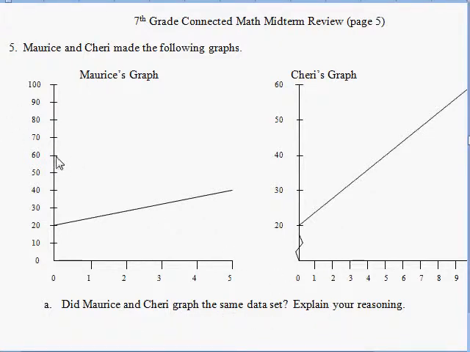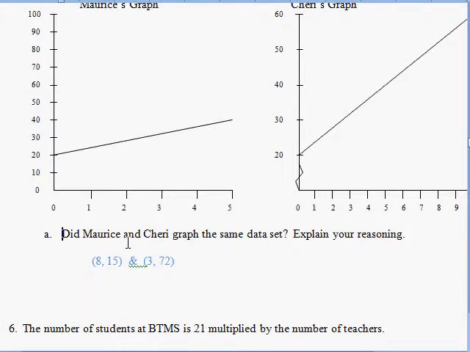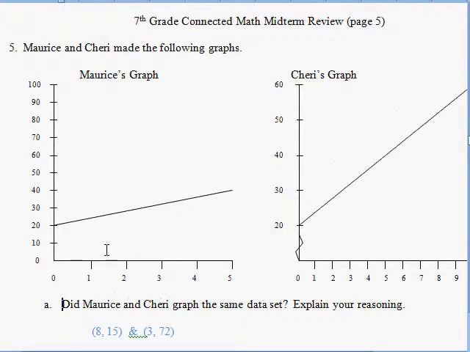As we discussed earlier in the year, it takes 2 points to form a line. And a coordinate point would be right whatever number and then up whatever number. So it takes 2 points. These aren't the answers. This is just an example of 2 points. Right 8 up 15 and right 3 up 72. Those are 2 coordinate points. So anyway, it takes 2 coordinate points to form a line.